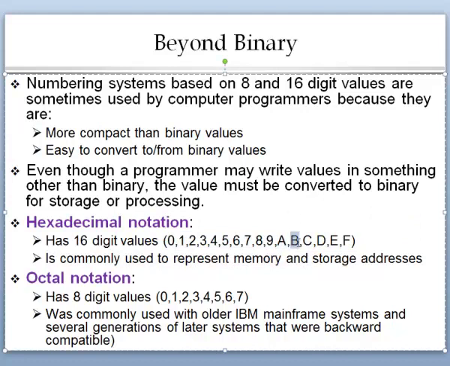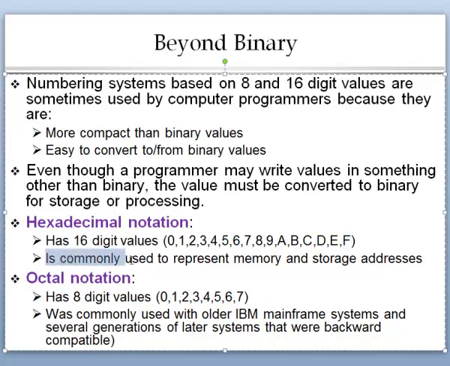A is 10, B is 11, C is 12, D is 13, E is 14, and F is 15. So if we want to write the value 15 base 10 in hexadecimal, we only need one digit, F. Hexadecimal is basically a doubling of octal. So once again, we've got an even multiple of base 2, which comes in handy sometimes.